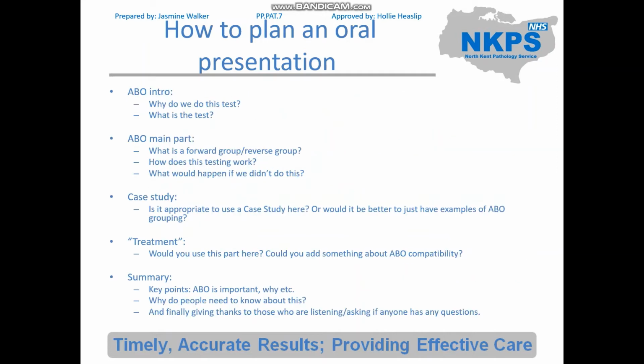Come up with a basic plan of what you could do based on, again, the ABO idea. In the introduction, you can put in why we do the test, what the test is. In the main part, what is a forward and reverse group? How does this testing work? What would happen if we didn't do this? Case study, is it appropriate? Or would it be better to have just examples of the ABO blood grouping and the reactions you would expect to see? And treatment, could you add something about ABO compatibility?